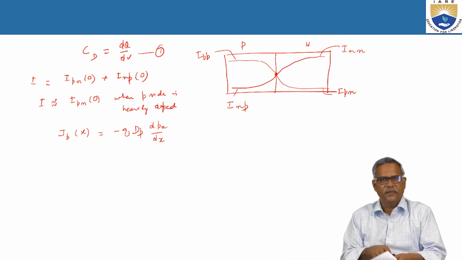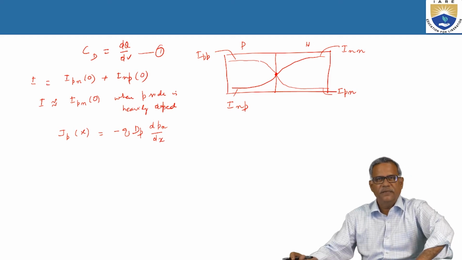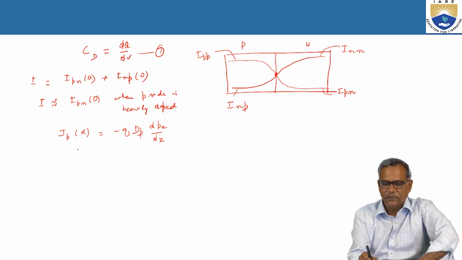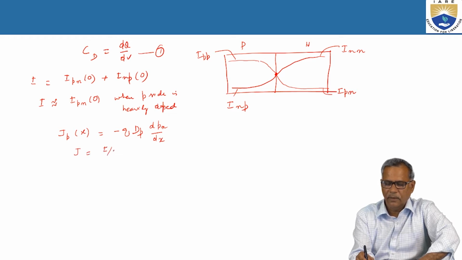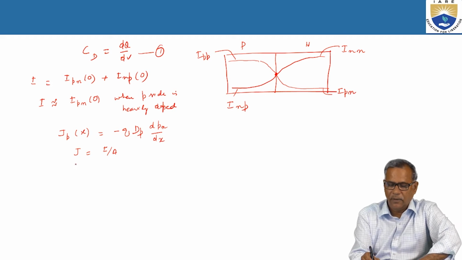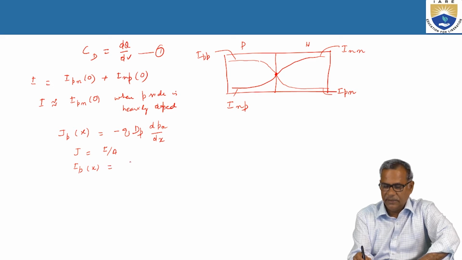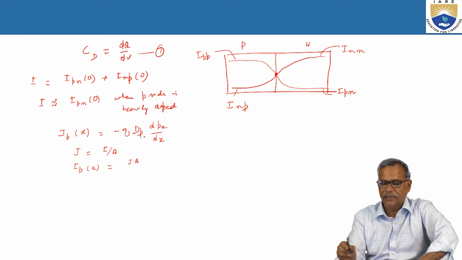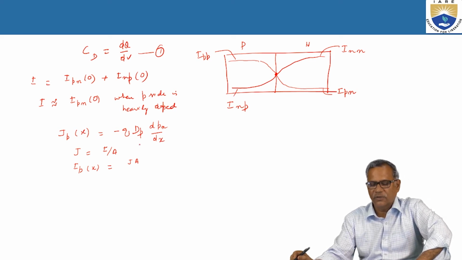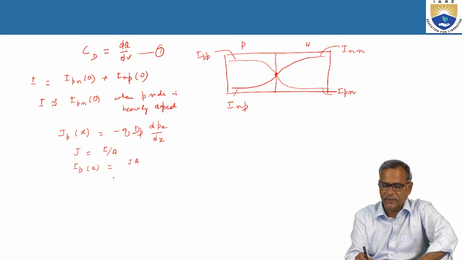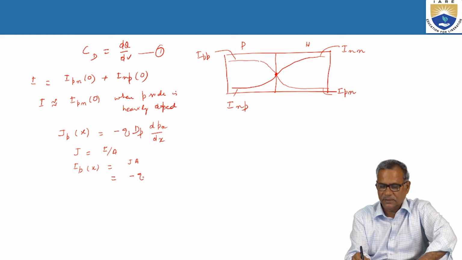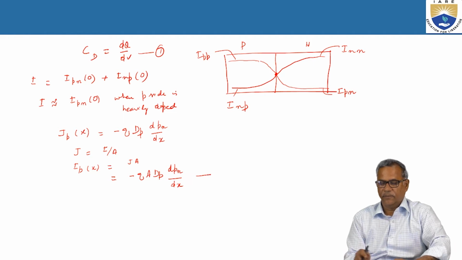So what is J? J is the current density. So J is equal to I by A. We can calculate IP from this. So IPX is equal to JA. And J is equal to minus Q DP into dPn by dx. So this is equal to minus QA DP into dPn by dx. So this is equation 3.